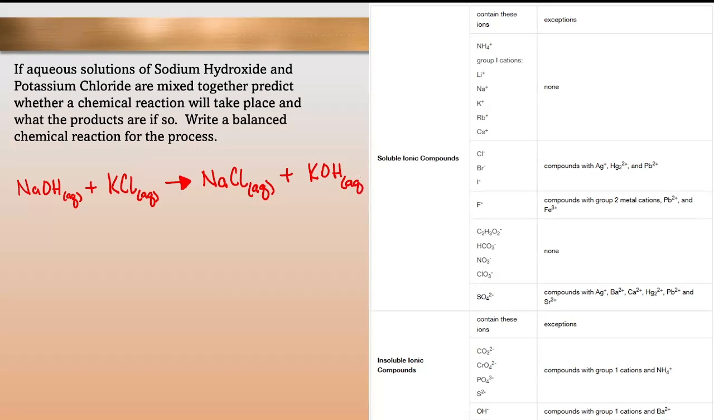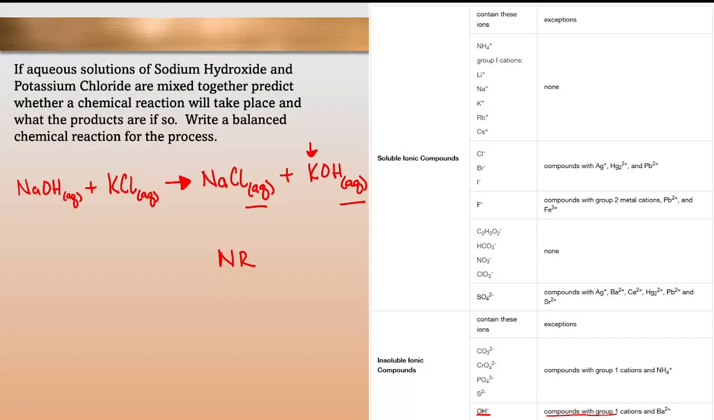And if we look through our solubility rules, we find the hydroxide ion is soluble as long as it compounds with group 1 cations. Well, potassium is a group 1 cation, so both of these are soluble products. And we would actually list this reaction as no reaction because everything would stay dissolved and we would just simply be left with a solution of all of these different ions.